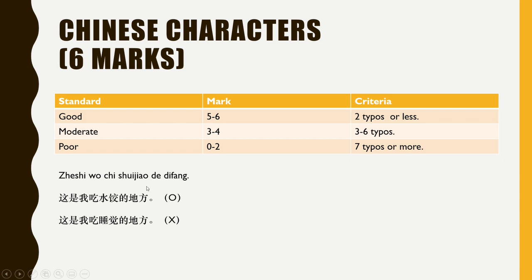But if you don't really check what word you choose, maybe it will become 这是我吃睡觉的地方. This is a place I eat sleeping. So like typo, wrong words. So the meaning is totally wrong. Okay, so this is about typo. I wish you can take care of this special part of Chinese character.